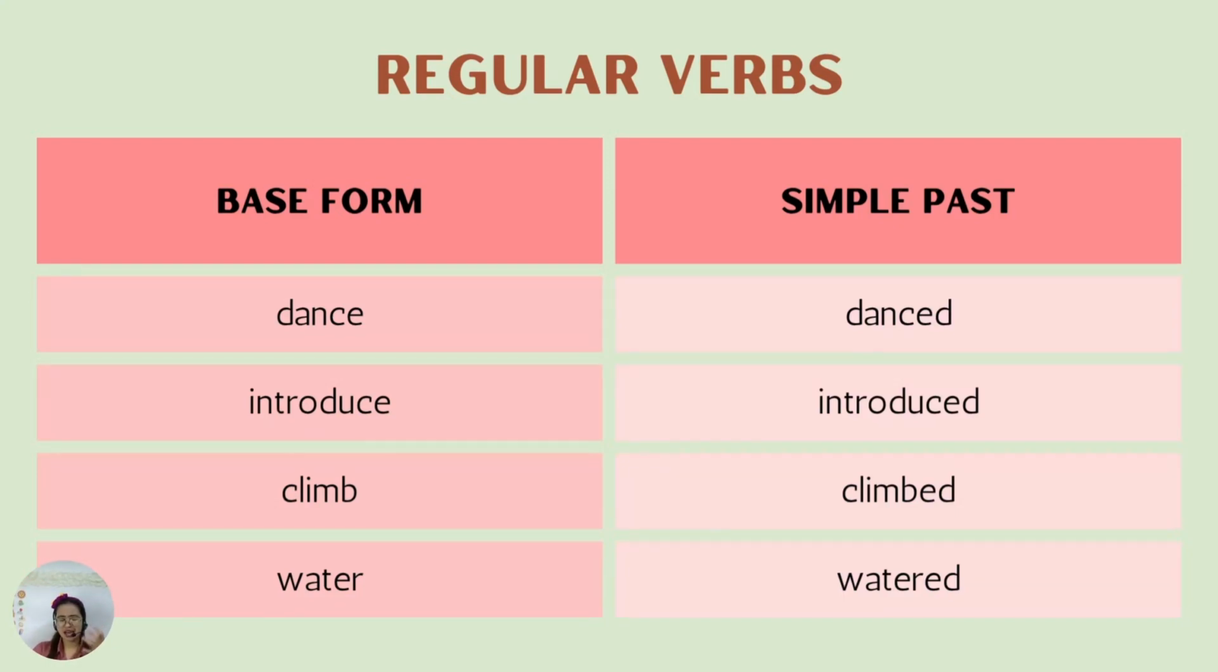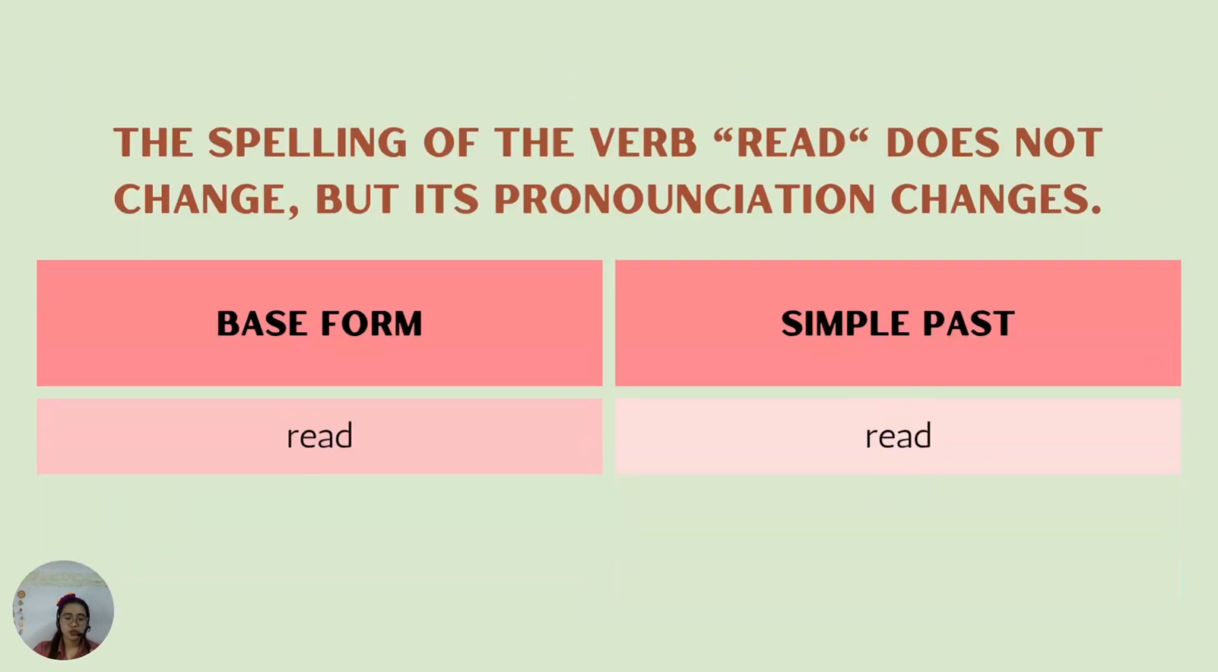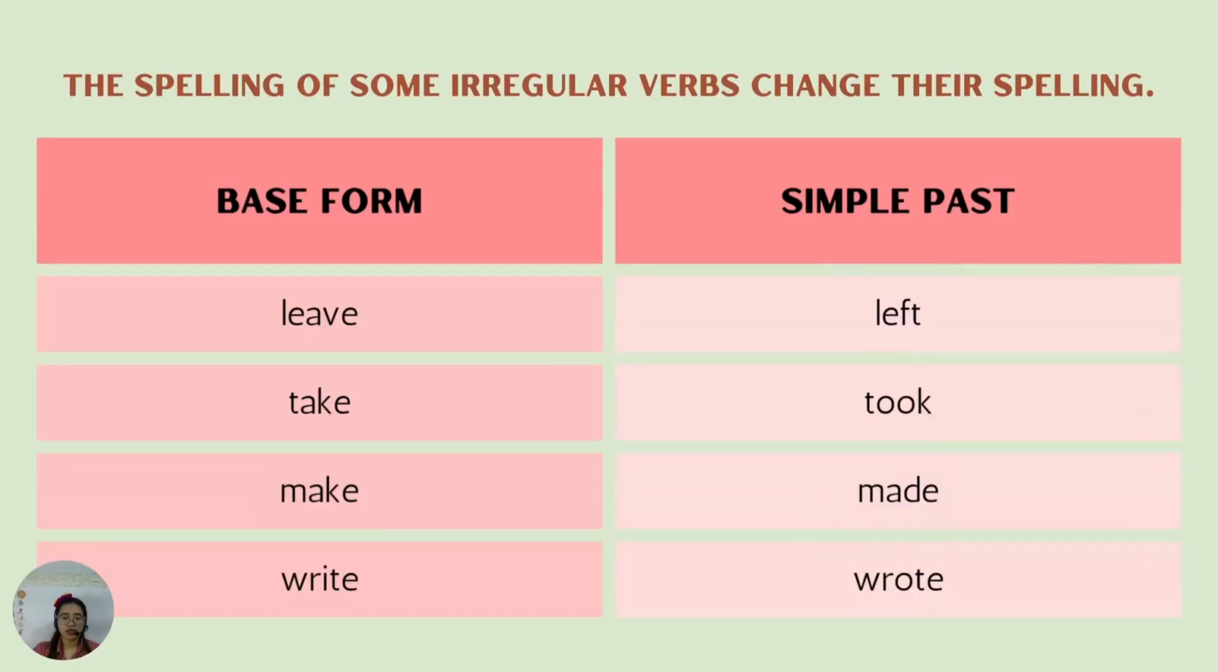But let's have a quick review of the regular and irregular verbs. These are the regular verbs. These are the verbs that we just add ed to. We do not change their spelling, we just add ed. Let's proceed to the irregular first.